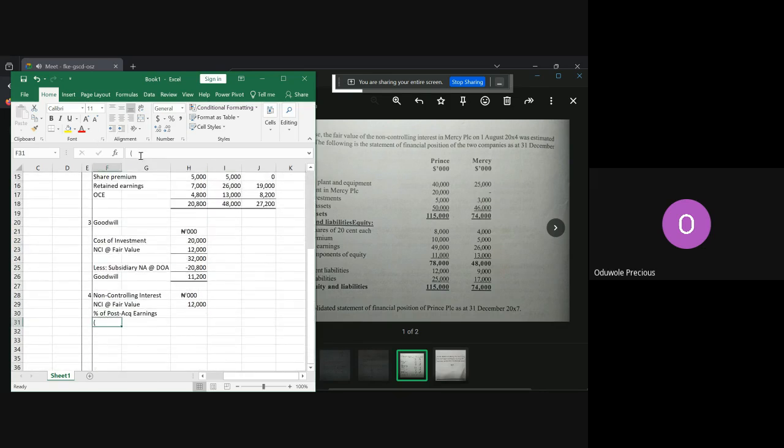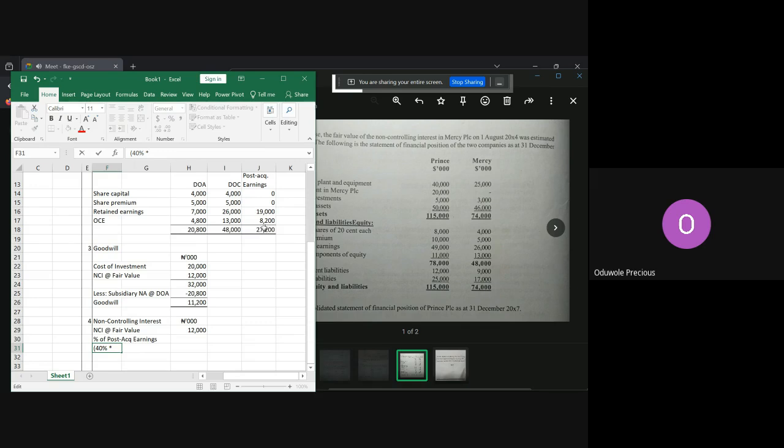So we now come here and write 40% of what? Of the post acquisition earnings figure of 27,200. So what's 40% of 27,200 now?